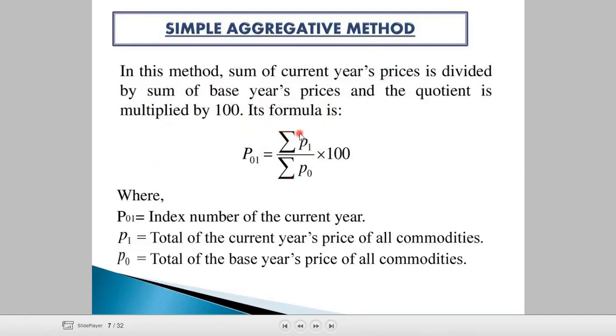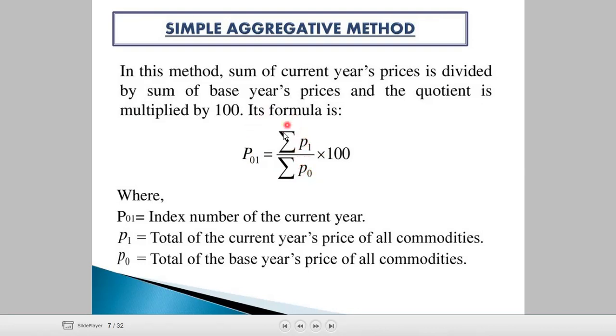Now, there are certain symbols. For current year, we use 1. Here you can see 1, it is written P1. So this 1 represents current year. And this 0, can you see the 0? This 0 represents base year, isn't it? Now, what does this P stand for? P stands for price. So that means in this formula, we are going to consider the price of current year and price of base year.